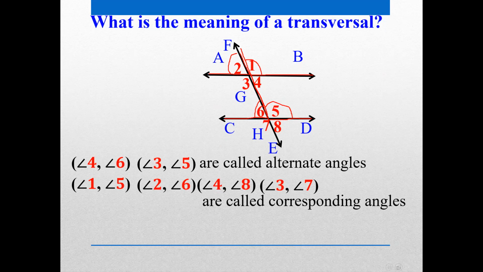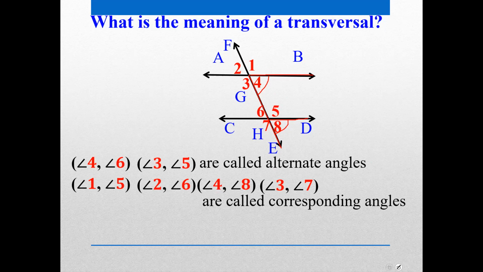So angle 2 and angle 6 are corresponding angles. And we also have other corresponding angles: angle 4 and angle 8. Also in the form of the letter F. They are the angles under the lines of the letter F, and they are called corresponding angles.